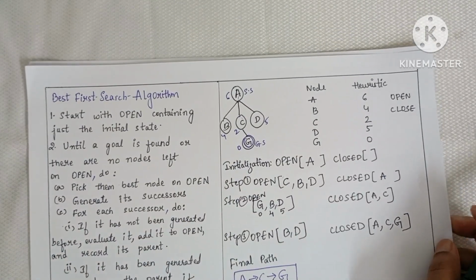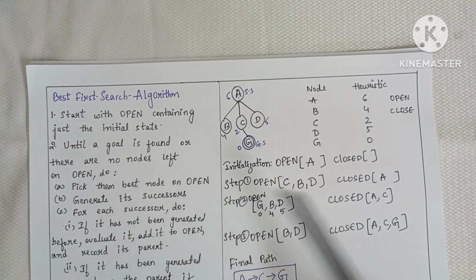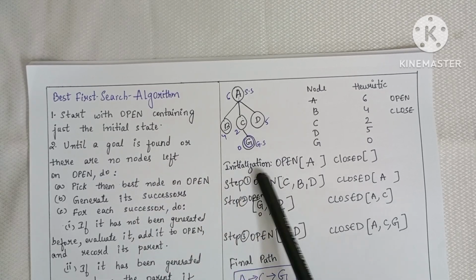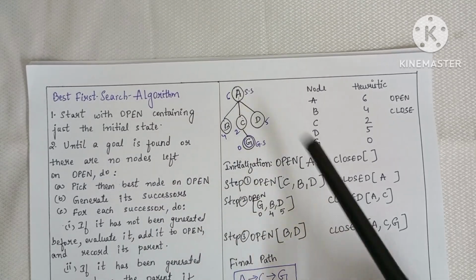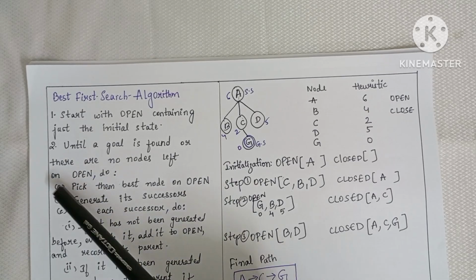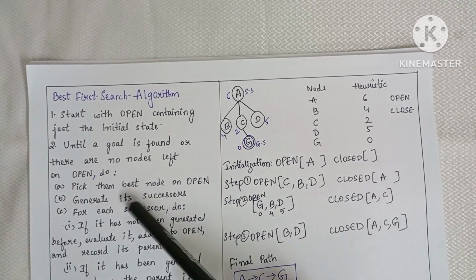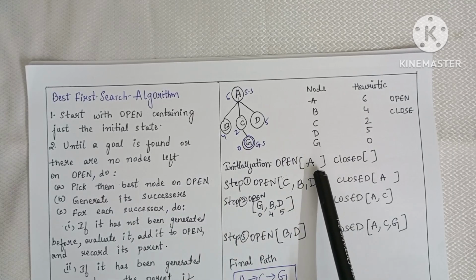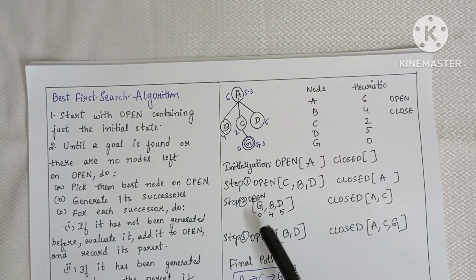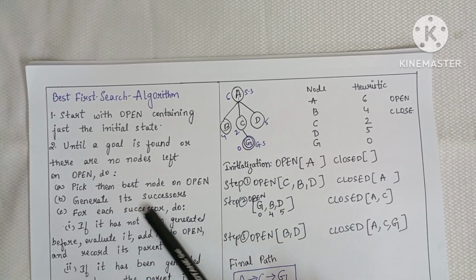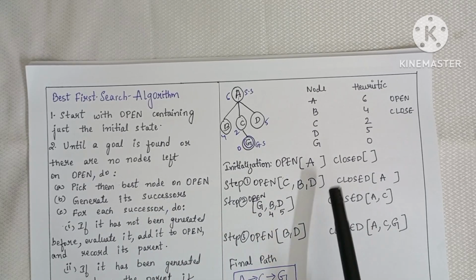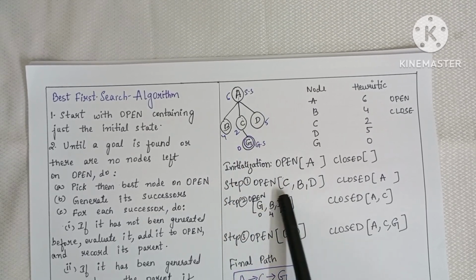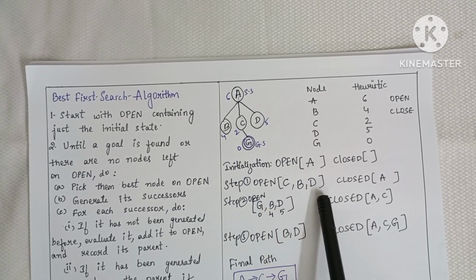When we try to apply this algorithm, if we compare the algorithm with our example, we start with open containing just the initial state. So we are initializing the open list with the start state, that is A. Until a goal is found or there are no nodes left on open, we pick the best node on open. So we are picking the best node, that is the node A from open, and then generating its successors. The successors of A are B, C and D. Here we are just writing them in the ascending order of the heuristic value.